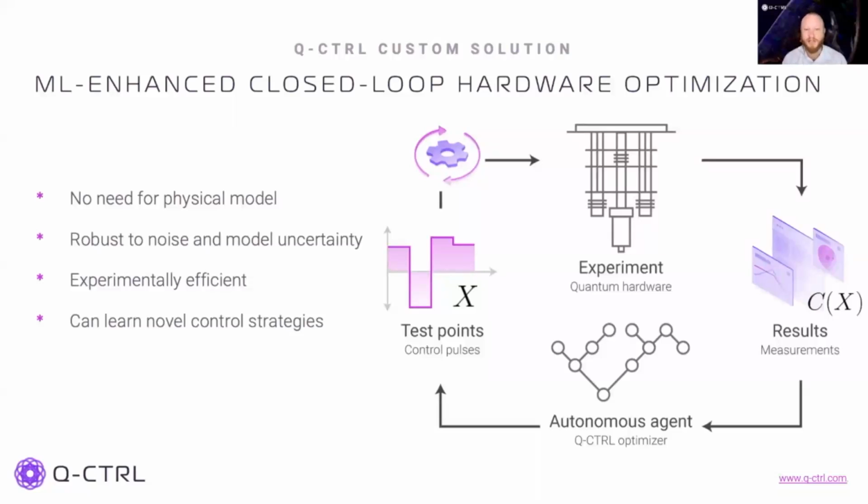This approach to calibration and control design has a few important advantages. First, it does not require a physical model, so it is naturally robust to noise and model uncertainty. Second, our autonomous agent picks points to test based on an intelligent machine learning algorithm. This allows the agent to rapidly find the optimal set of parameters. Third, the autonomous agent can discover novel control strategies that can be more efficient and effective than human-designed ones, because they are directly derived from the device itself.